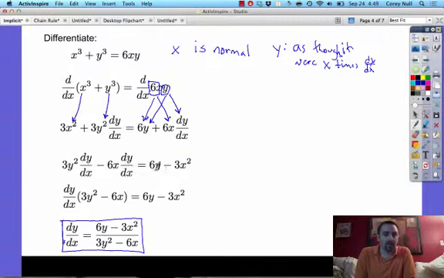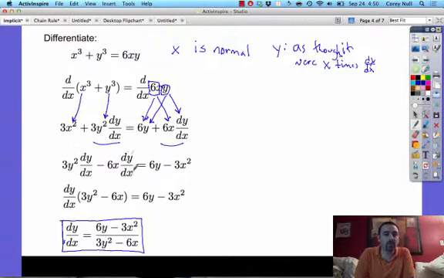Okay. The last thing is, once I've taken the derivative of all the terms, I'm not done. I have to solve for dy/dx. And sometimes this ends up being the hardest part for people. So, collect like terms. Anything that's got a dy/dx attached to it, this one and this one, should go on the left side. Everything else should go on the right side.